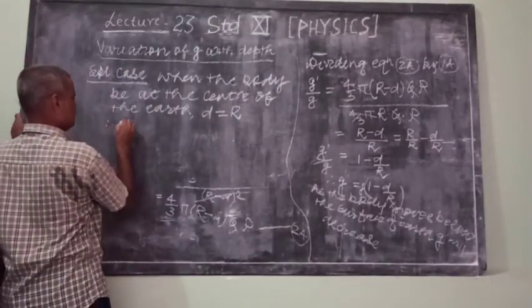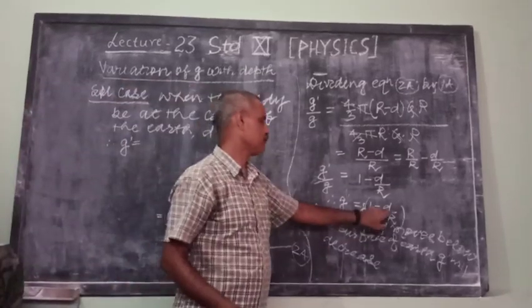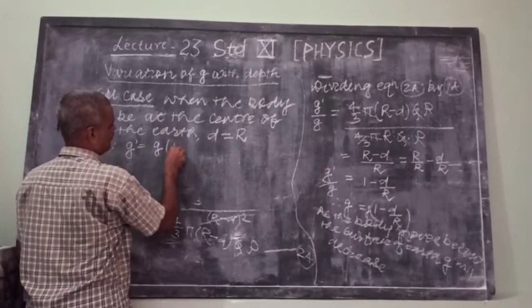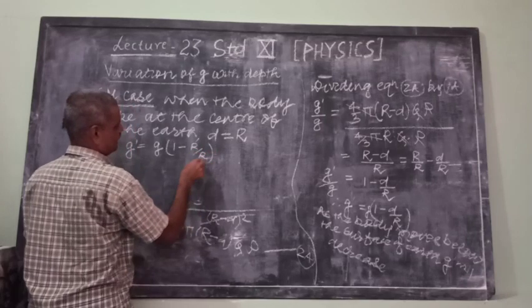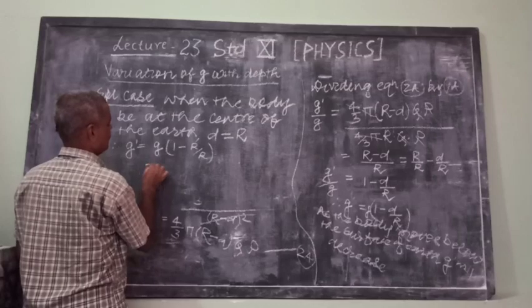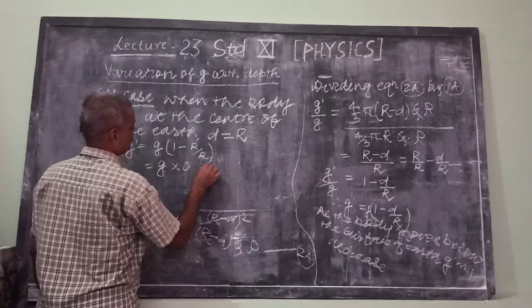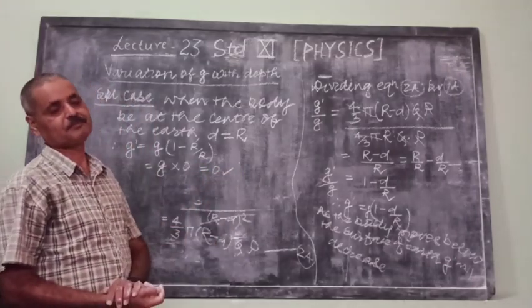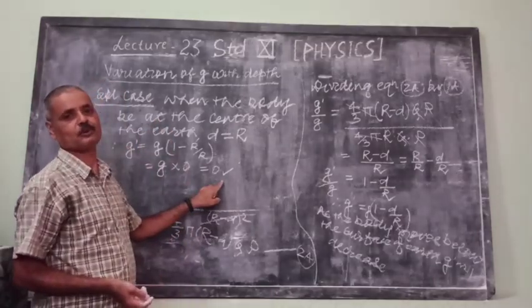Therefore g dash will be, this is the final value, g times 1 minus r by r. R by r will cancel each other, so it is 1 minus 1, which is 0. So this value will be g into 0. So the value of acceleration due to gravity at the center of the earth will be 0.